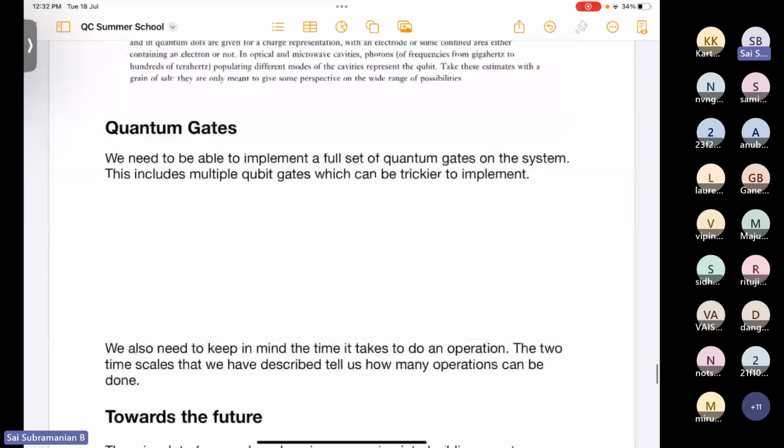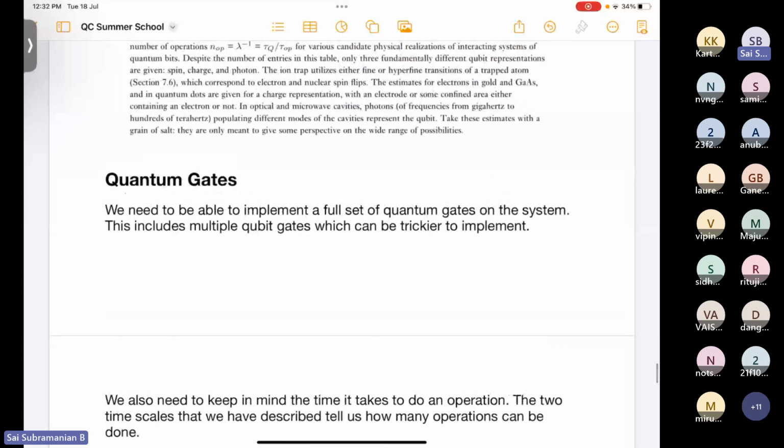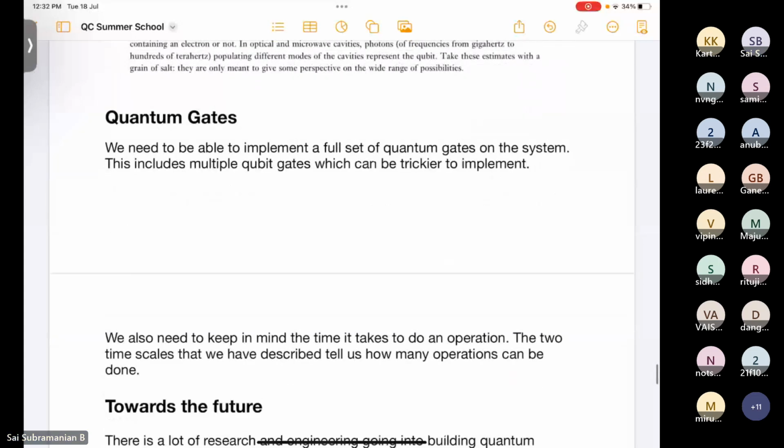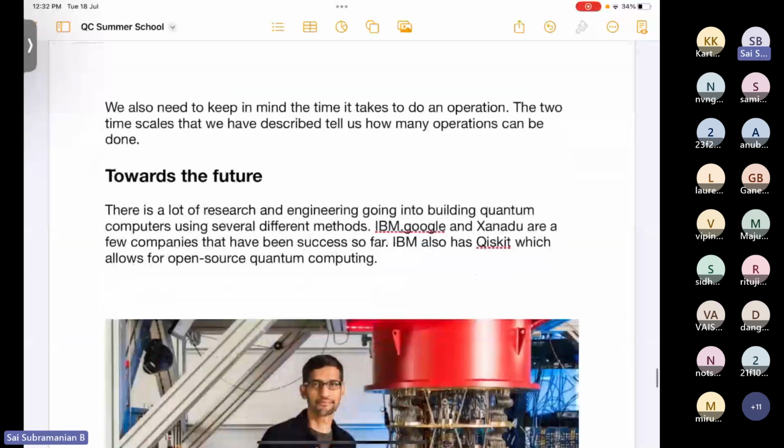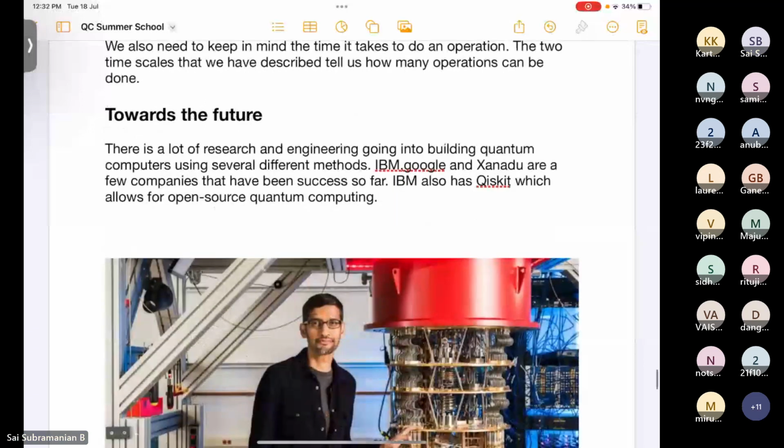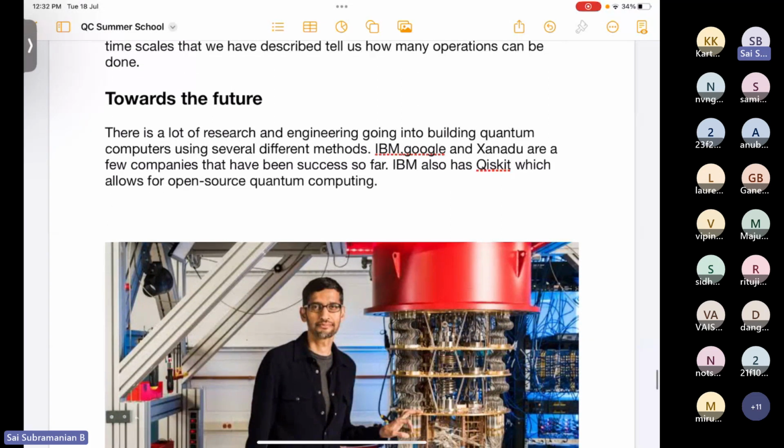So that is all I wanted to mention about how to build quantum computers. And towards the future, there is a lot of research and engineering going into this. A lot of universities, but also a lot of companies see profit possibilities. They think quantum computing can become viable. It's important. You can see companies in all sorts of fields.